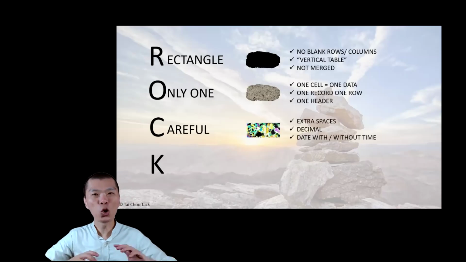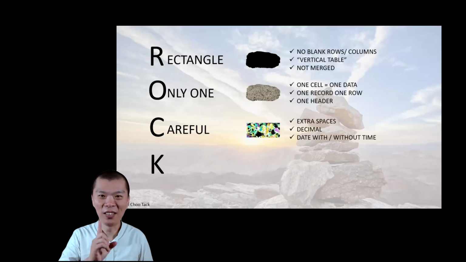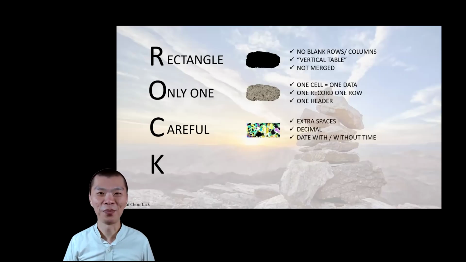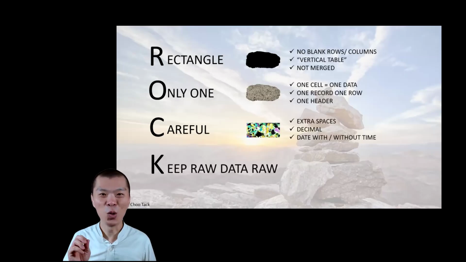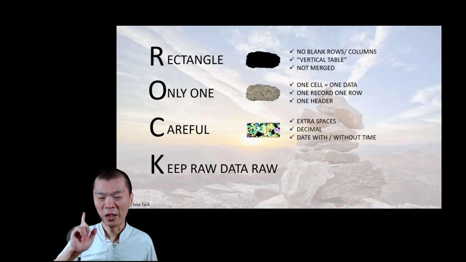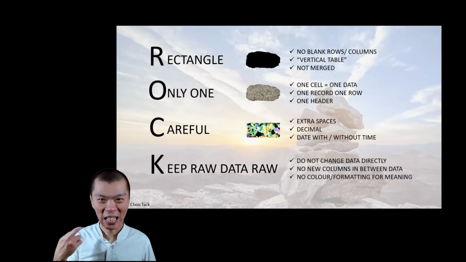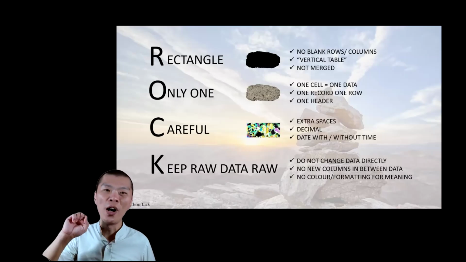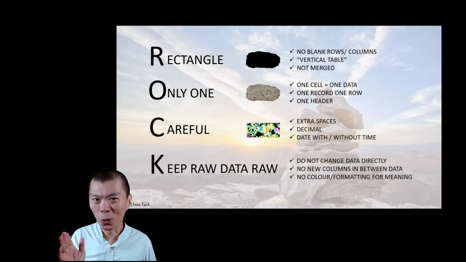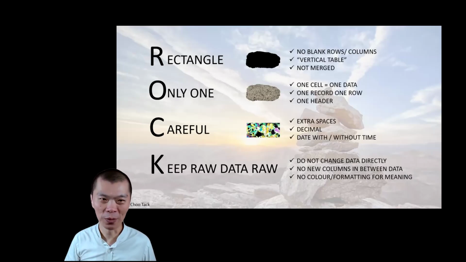In order to make this whole thing reusable and easier to hand over to the next person, the last one is very important. It says, keep raw data raw. There are three things we do not want to do. The first is that we do not want to change the data directly. Secondly, we do not want to add columns in between our data. And third, we do not want to use any color coding.